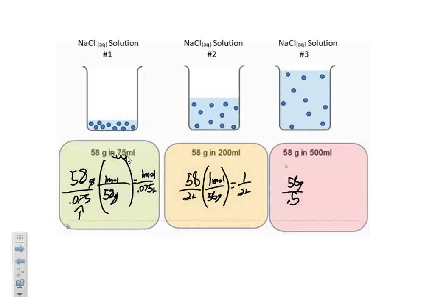The last one, again, we have 1 mole is to 58 grams. Again, the grams cancel, 58 divided by 58 is 1, so you would have 1 mole per 0.5 liters. So in order to make this a real proportion, what we're going to be looking at is an actual value. So you can take those values and calculate that. So you have 1 divided by 0.075.